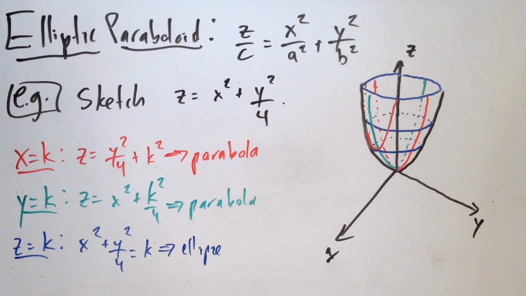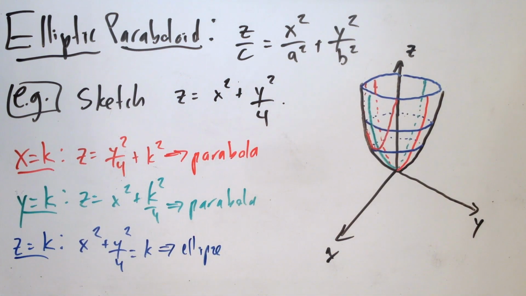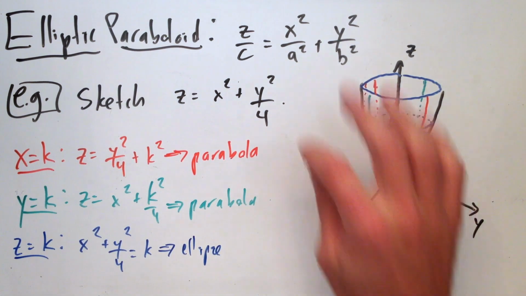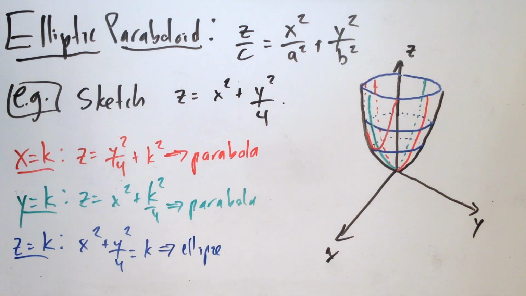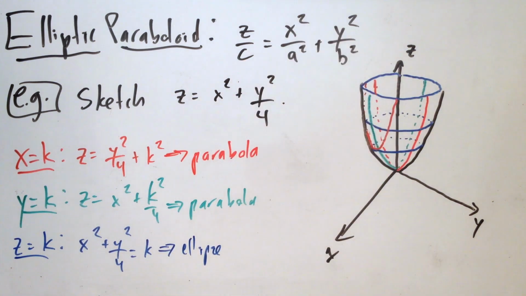All this is supposed to suggest to you is that a squared and b squared, those are both positive numbers. And c, well, c could be positive or negative. So really, these guys have the same sign on them, and c could be positive or negative. And this gives us something called an elliptic paraboloid. So let's consider one of these guys.